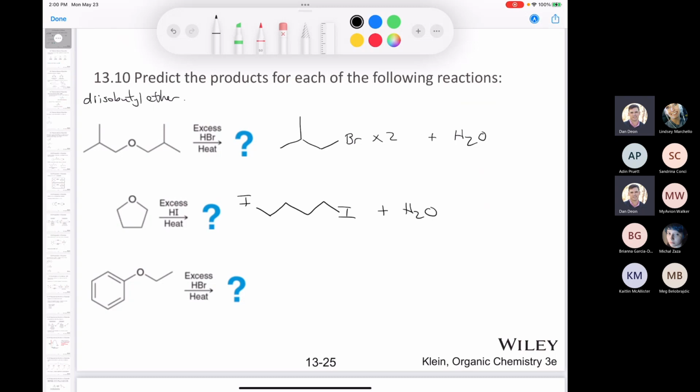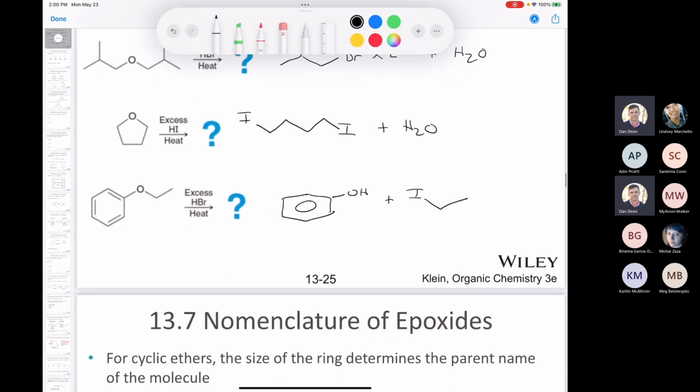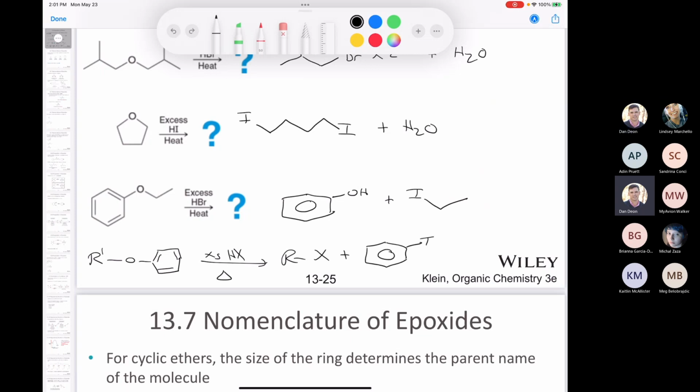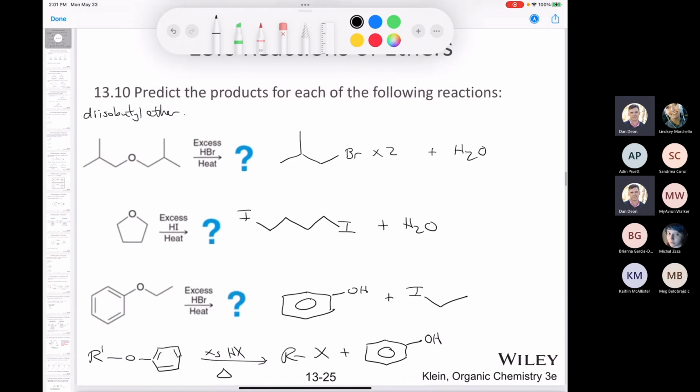So here we go. And here you would end up with phenol and ethyl iodide, like that. All right, so what I was trying to tell you is that if you have an R group that's alkyl and you have an aryl group, and you treat this with excess HX and you heat it up, you end up with RX, but you also end up with phenol. You'll never get an aryl halide. You do not get an aromatic ring with a halogen attached to it. Okay, so that's the caveat, or that would be the exception that I was trying to draw on the other slide.